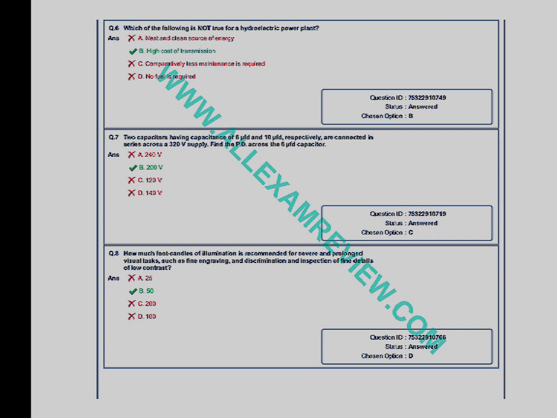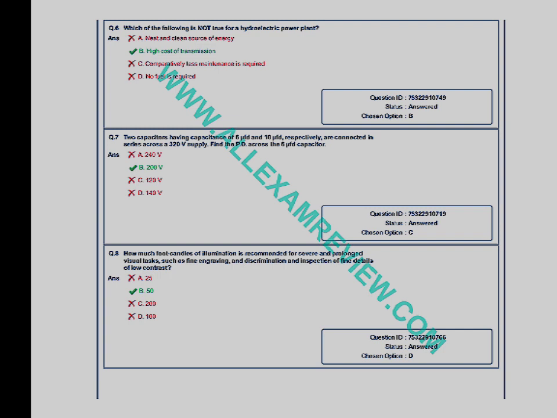And 7th question, two capacitors having capacitance of 6 microfarad and 10 microfarad respectively are connected in series across 320 volt supply. Find the potential difference across the 6 microfarad capacitor. It's formula based, an electric circuit question. You have to know how to solve capacitor based questions on electric circuit. It's easy. Option B is correct, 200 volt.